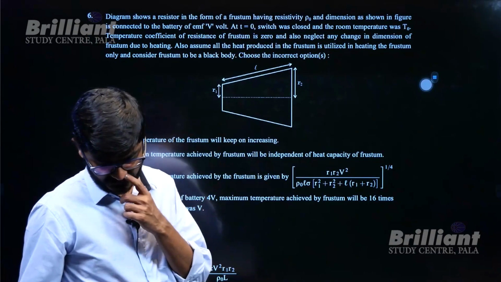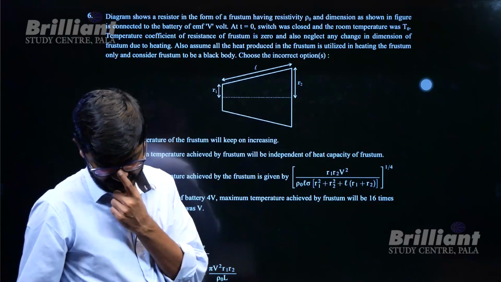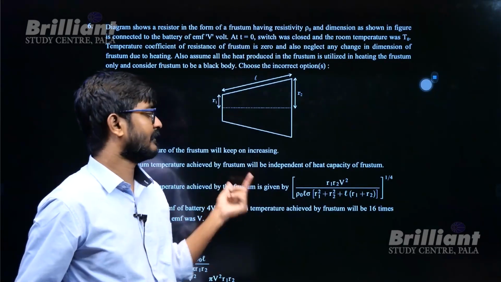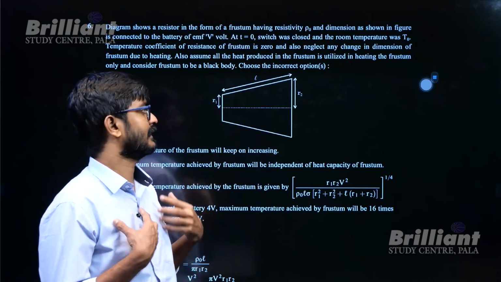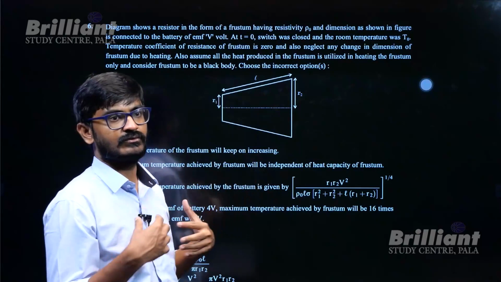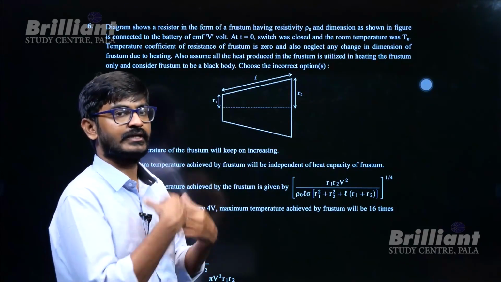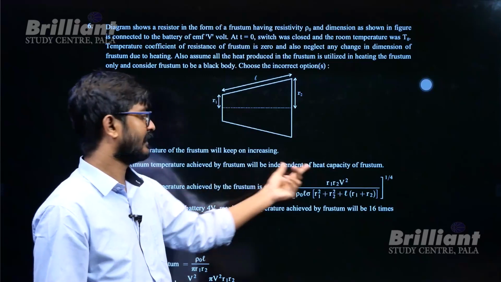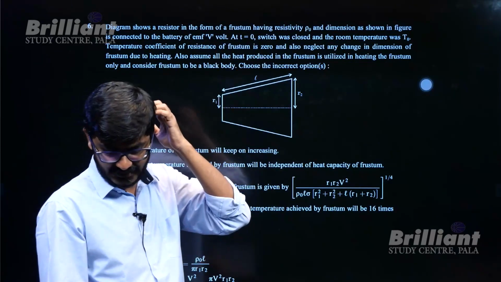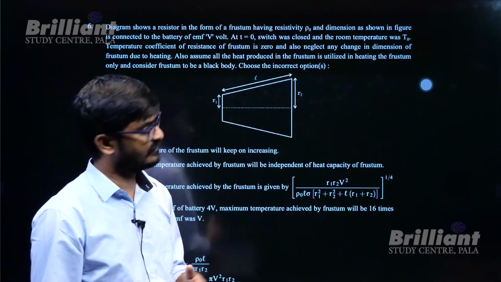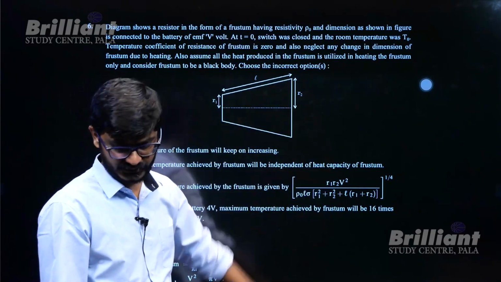Maximum temperature achieved by the frustum will be independent of heat capacity. See, how will we calculate the maximum temperature achieved? The heat energy it is taking is going out as radiation. In both of the equations, we won't get heat capacity. So maximum temperature doesn't depend on the heat capacity. That is true, but we need to choose the incorrect option, so we won't choose it.